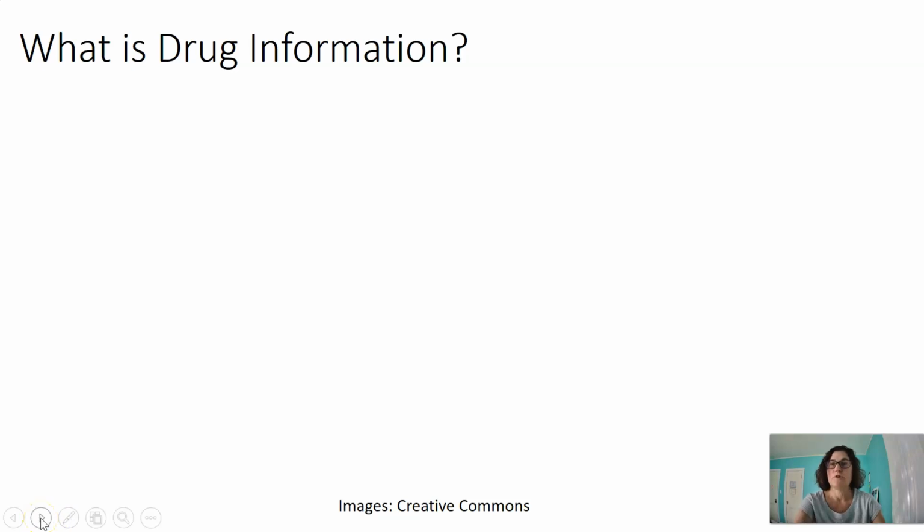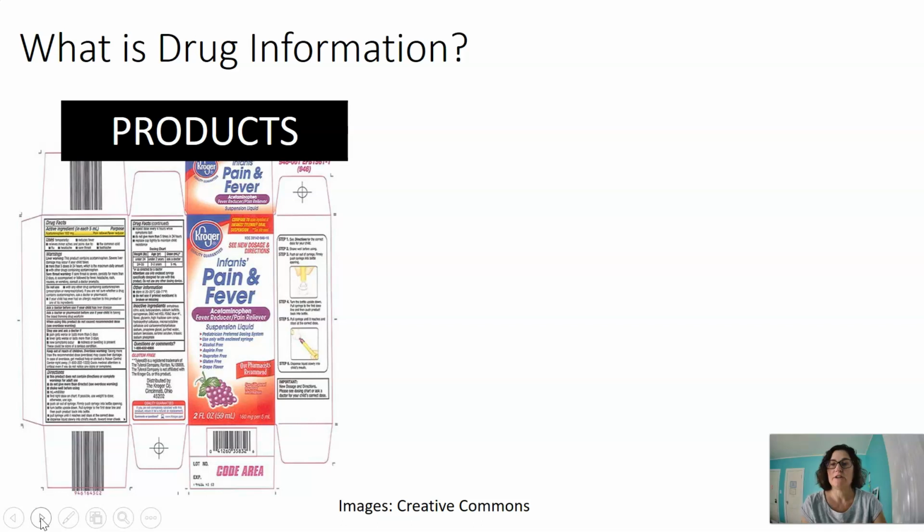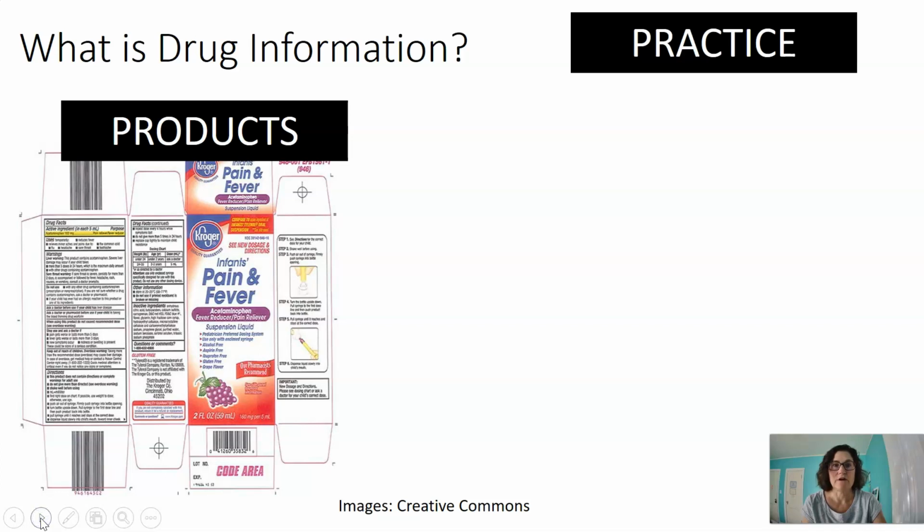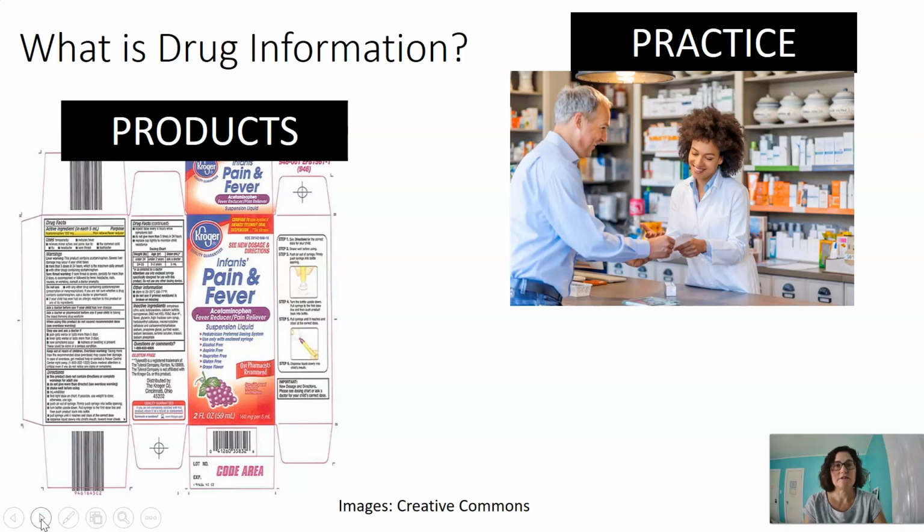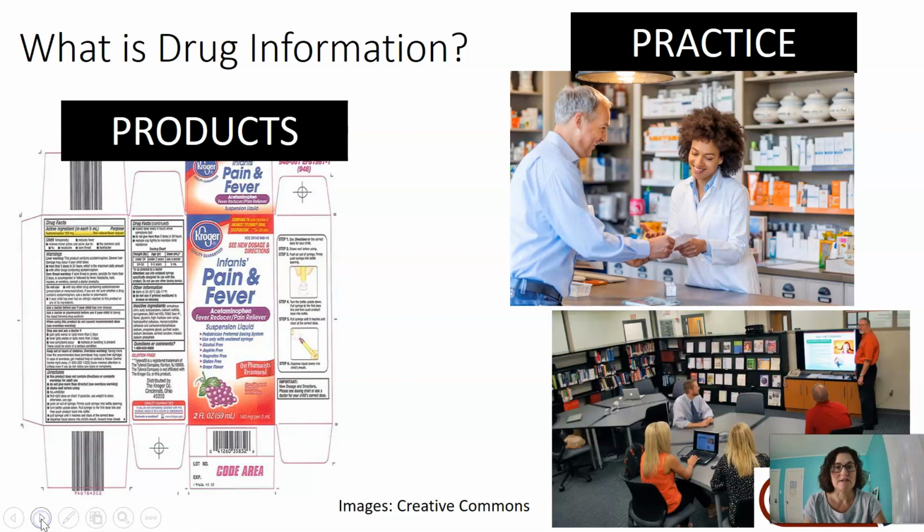Drug information is both about individual drug products and the drug-related information about them, but is also the practice of drug information, which is practiced every day in every setting by pharmacists, providing drug information to patients primarily, and then of course to other healthcare providers like physicians and nurses. Drug information practice is also a specialty of pharmacy, and here we see pictured a drug information center.